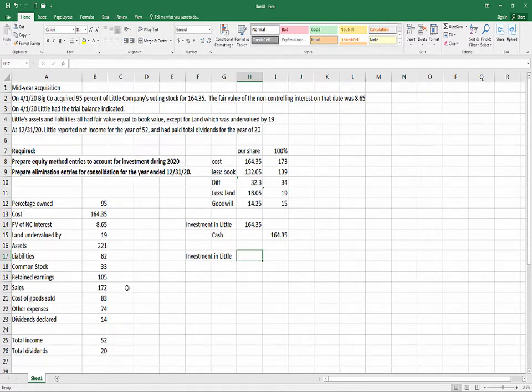So what are the earnings as of the date of acquisition? Well, as of the date of acquisition, we had sales of $172 minus cost of goods sold minus expenses. So $15 of income at acquisition. Total income here was 52, so basically we're going to have 95% of the post-acquisition income. Total income minus income prior to acquisition. And the same thing, that's going to be our investment income.